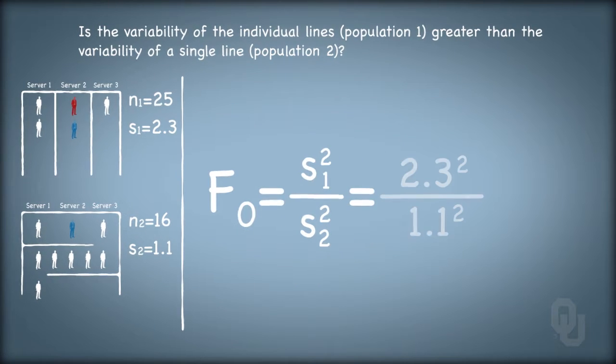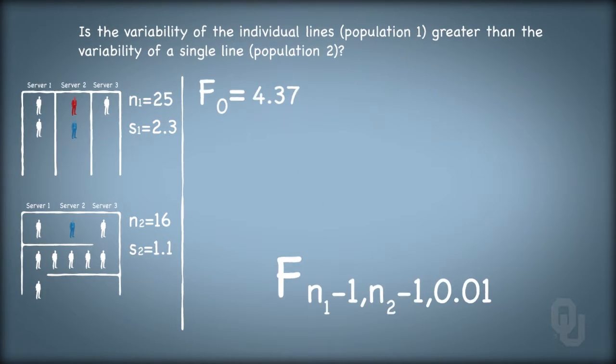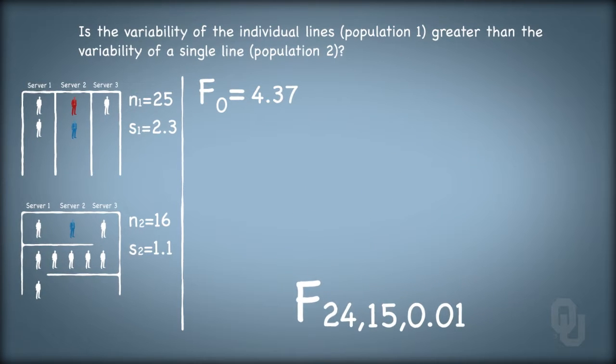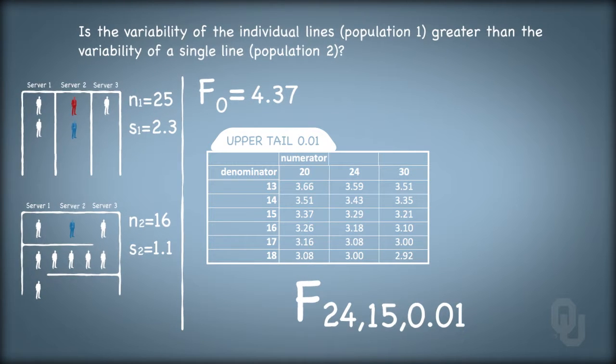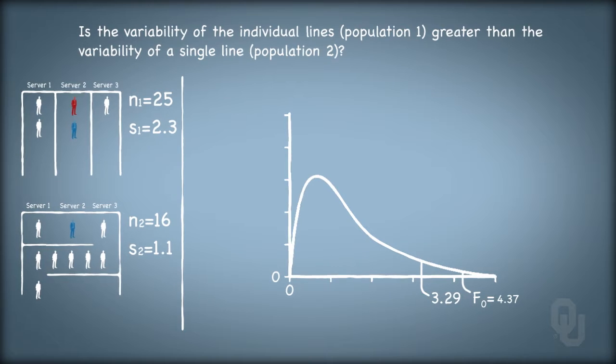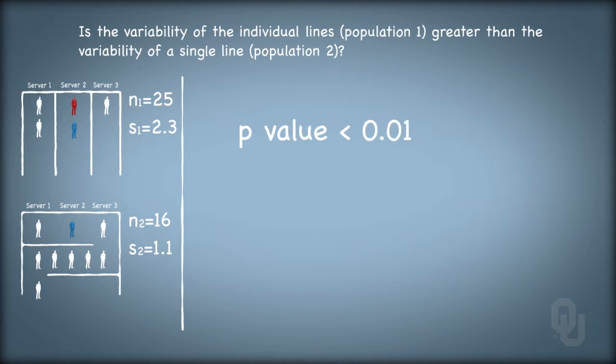The test statistic is 2.3 squared divided by 1.1 squared, which is 4.37. We have 25 minus 1, or 24, degrees of freedom in the numerator, and 16 minus 1, or 15, degrees of freedom in the denominator. Let's say we want to implement the p-value approach using the F-tables. The smallest area in the tail which we're given in the table is 0.01. And going over to the column associated with 24 degrees of freedom in the numerator and down to the row for 15 in the denominator, we find 3.29. Our F0 statistic of 4.37 lies beyond 3.29, suggesting that the p-value is smaller than 0.01.